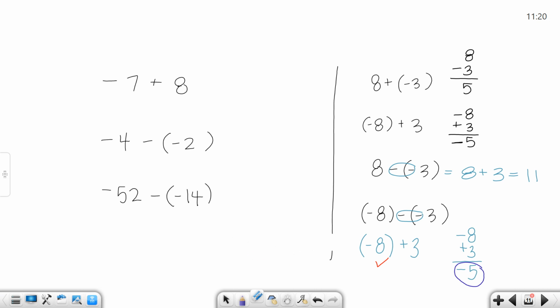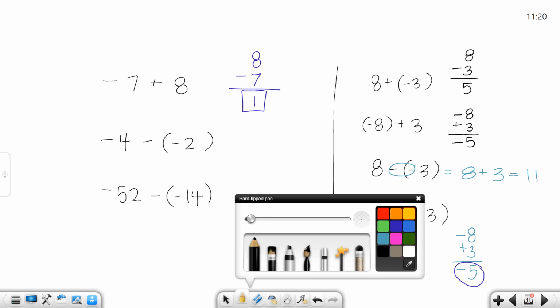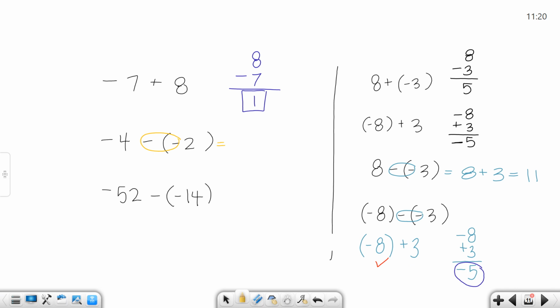I have some bigger numbers. In the top one I have an 8 and a -7. I always put my bigger number on the top. So I'm going to subtract and I'll get a 1. And since the 8 was bigger and the 8 is positive, this is going to be a positive 1. Okay, so looking at the -4 plus 2, because two negatives make a positive, I'm going to have a -4 and a positive 2. They have opposite signs, so that's going to be a 2. And since my bigger one was negative, that means I have a negative result.